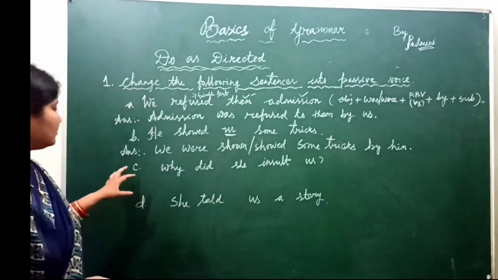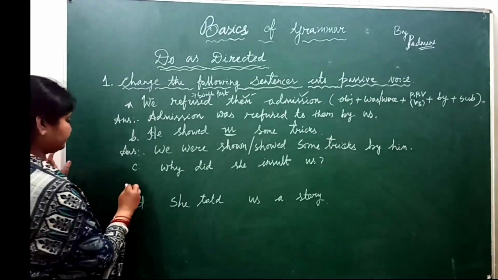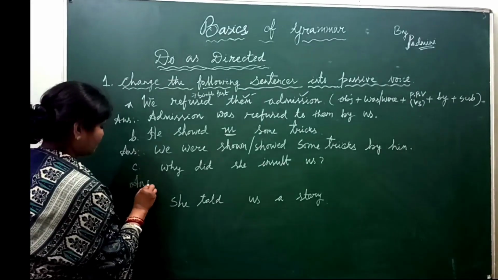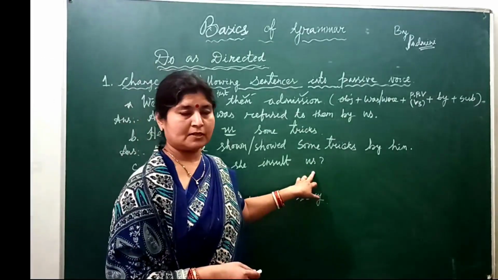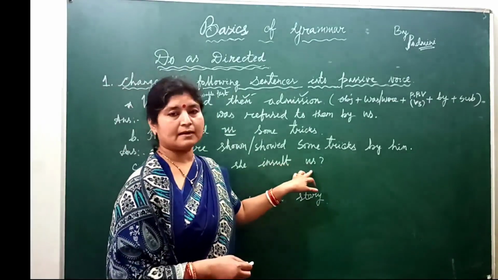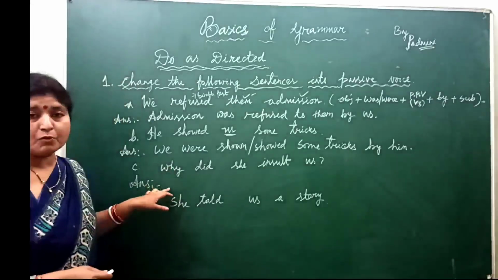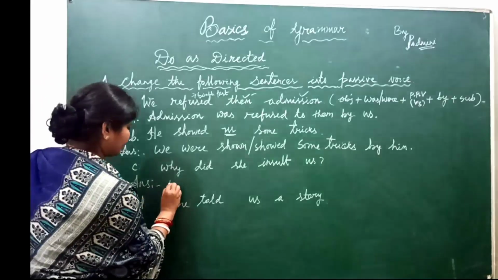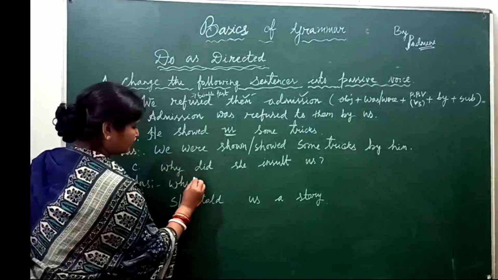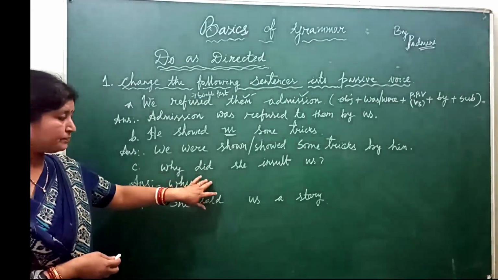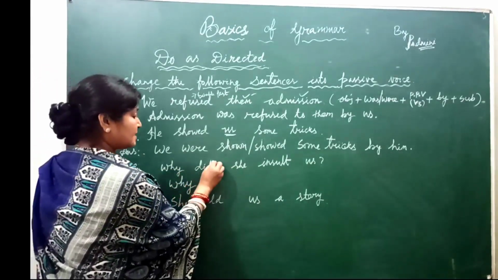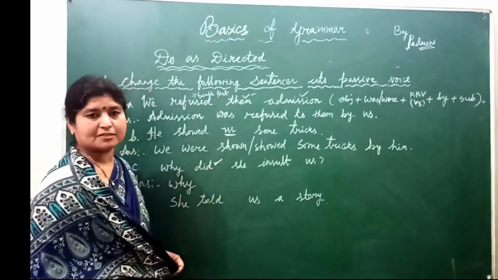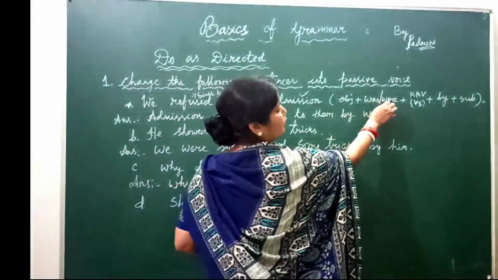Okay. Then we will come to our question number 3. Why did she insult us? The WH word we have to use. Why? Then this is a question. And in which tense? This is also in simple past tense. So the same rule we have to follow.